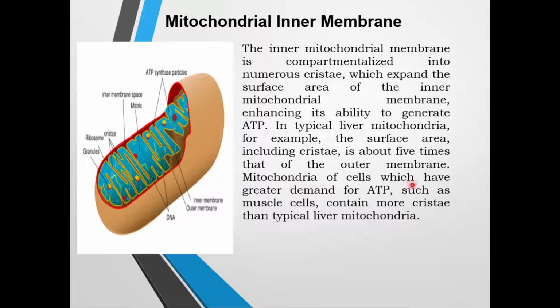Mitochondria of cells which have greater demand for ATP, such as muscle cells, contain more cristae than typical liver mitochondria. Yes, see here the explanation. Mitochondria of cells which have greater demand of ATP.